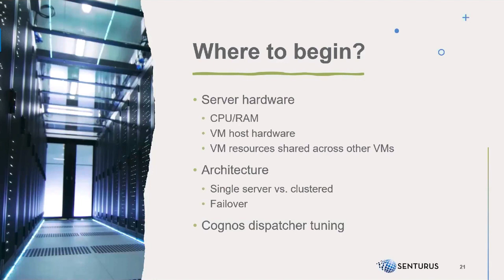Architecture: am I okay running Cognos on a single server? Should I be using a clustered architecture? Do I need failover or a high availability environment? And then finally, the dispatcher. Is my dispatcher tuned correctly? Am I allowing as many reports as it can handle without overcommitting?